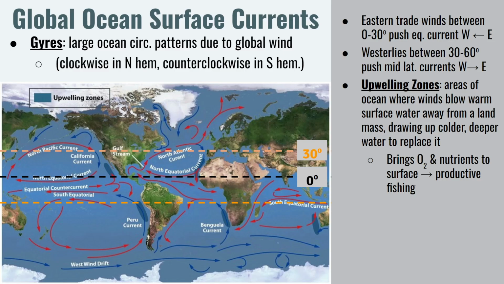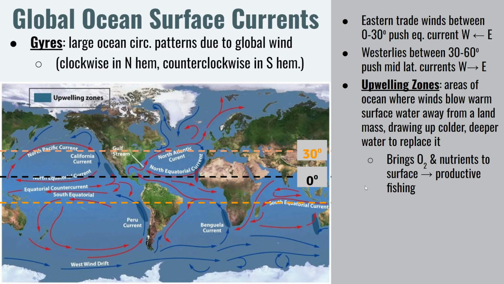If we look on the map here, we'll see that between 0 and 30 degrees, wind patterns are going to be moving along the equator from east to west. Whereas between the 30 and 60 degree mark, we're going to have westerlies, which are going to blow these ocean surface waters from west to east.